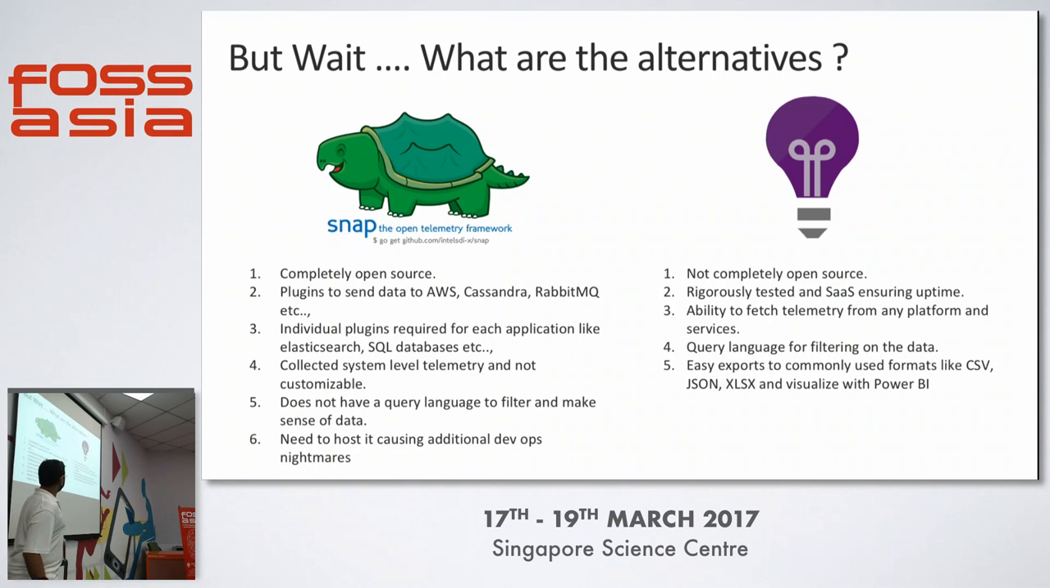But yes, there are a few advantages and disadvantages here and there. So you have, this is purely Microsoft tech. In this, you can integrate it to AWS, you can integrate it to Cassandra, you can integrate it to RabbitMQ. You have a query language for Application Insights, whereas for this, you don't have a query language. You have to download the log files and you have to actually look at them yourself.